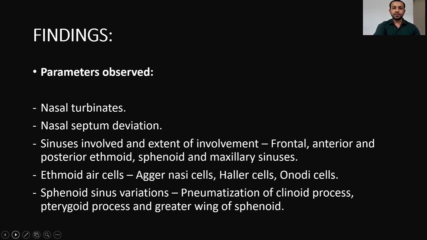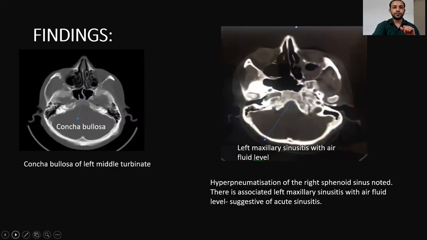Findings. The parameters that were particularly observed were nasal turbinates, nasal septum deviation, sinuses involved and the extent of involvement, then ethmoid air cells like agger nasi cells, Onodi cells and Haller cells, and sphenoid sinus variations, for example, pneumatization of the clinoid process, pterygoid process and greater wing of the sphenoid.